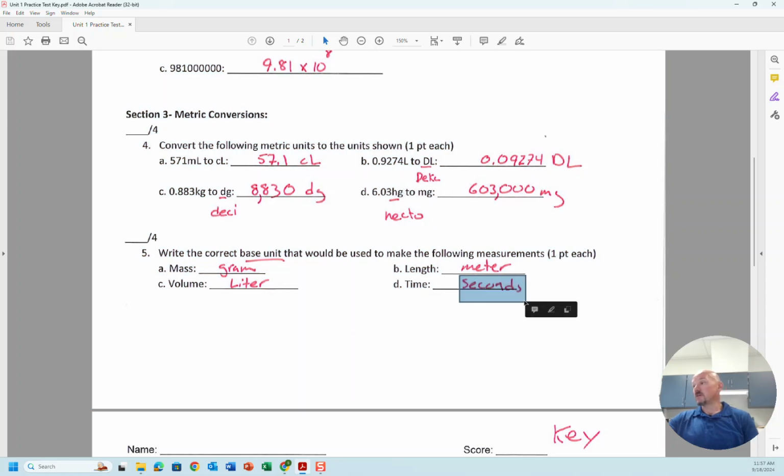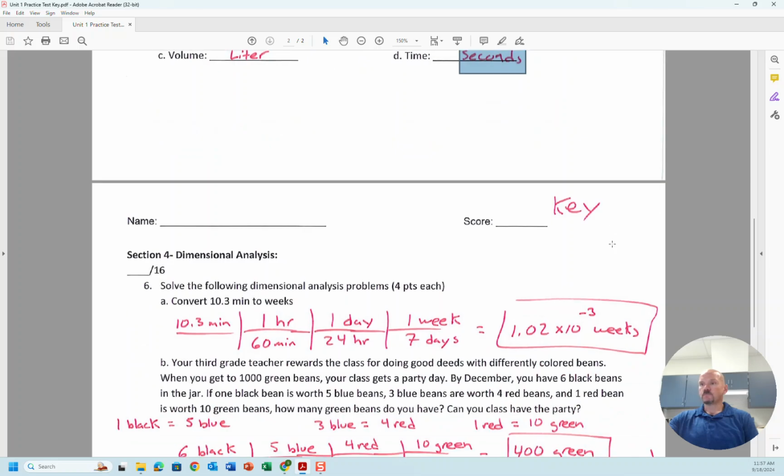So remember, temperature is Kelvin, energy is joule, amount of substance is mole. So make sure you go back and review your SI units. But it's just memorization. Okay.